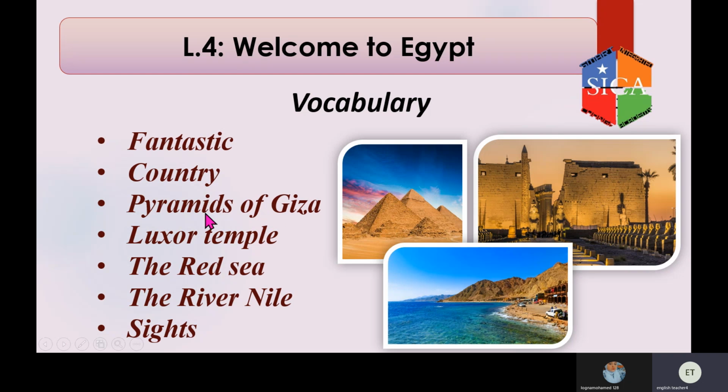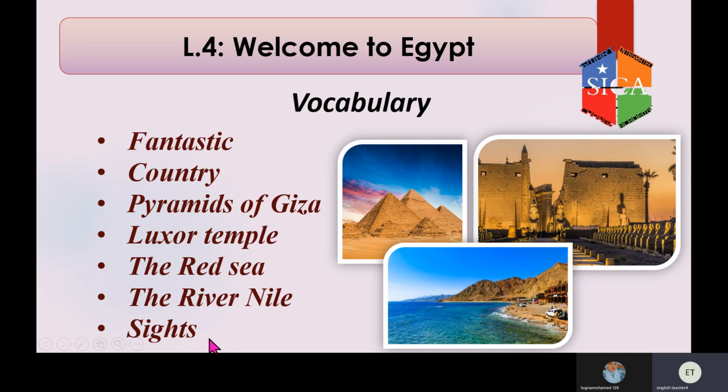Of course, you know the pyramids of Giza, right? These are the pyramids of Giza. And Luxor Temple. This is Luxor Temple. Can you see this one? Yeah. The Red Sea is in the east of Egypt. And the River Nile.